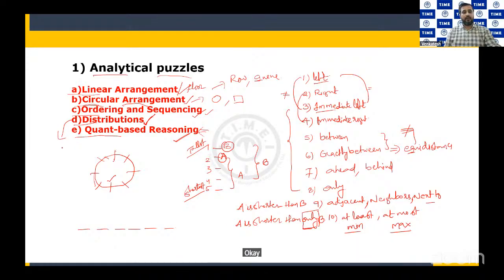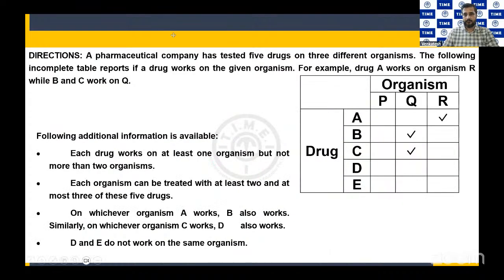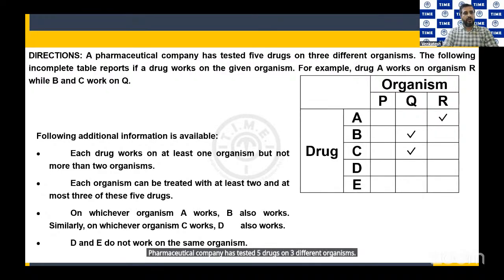Okay. Now let's see one of the sets which was given in an actual exam. Right. This one is a set. A pharmaceutical company has tested 5 drugs on 3 different organisms. The following incomplete table reports if a drug works on the given organism. For example, drug A works on organism R, while B and C work on Q. This is partial information given to us.